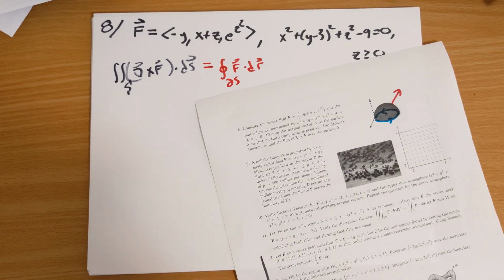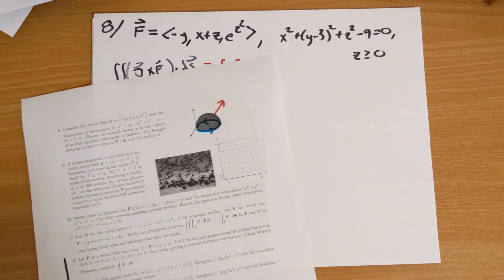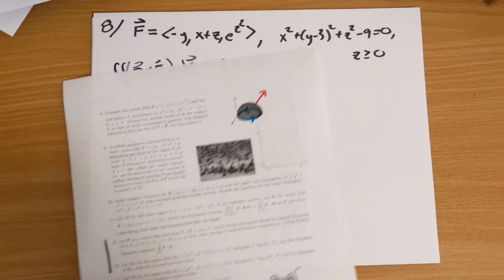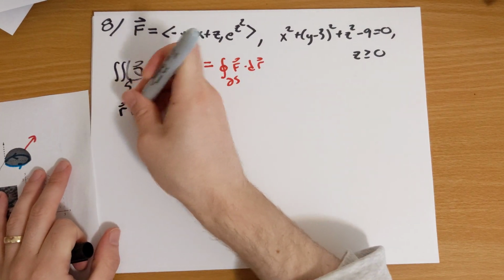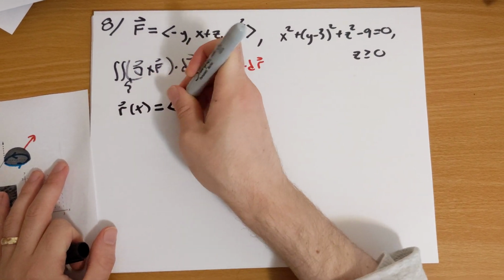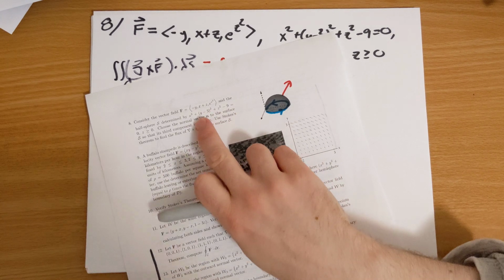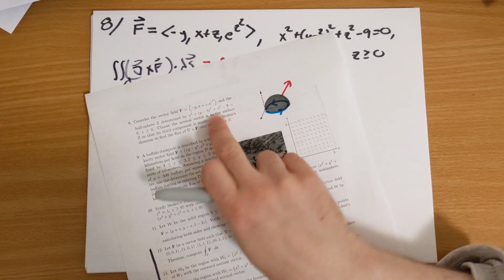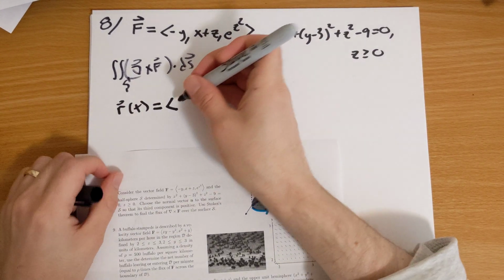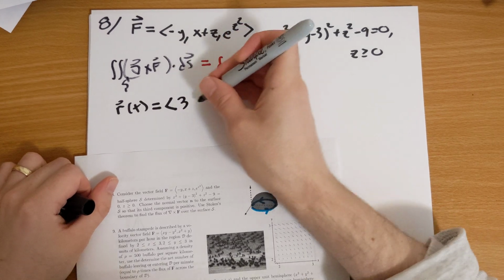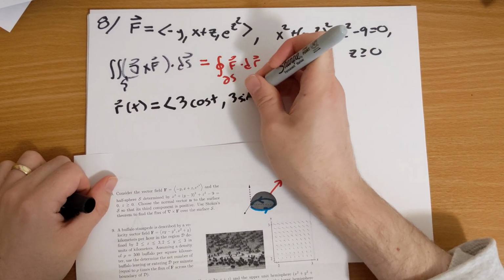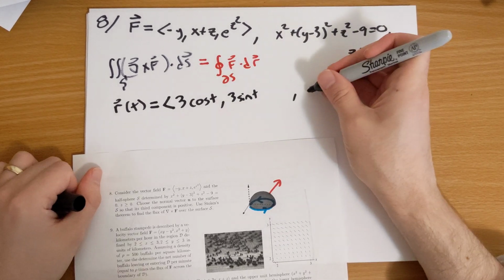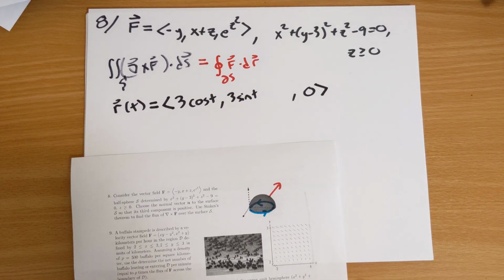So let's parameterize the boundary. To parameterize the boundary here, it's going to be a circle of radius 3. So this is a sphere of radius 3. And so the boundary here will be a circle of radius 3: 3 cosine t, 3 sine t. Z will always be 0.